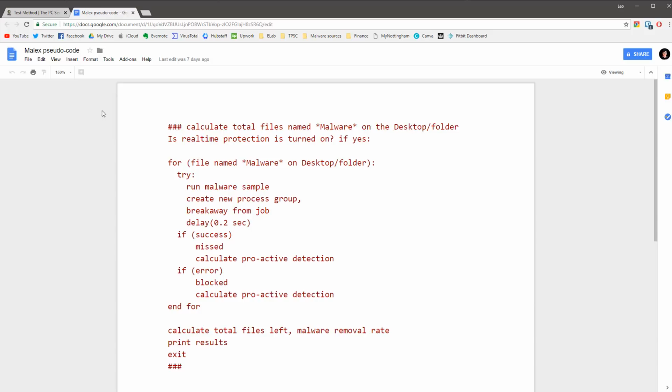Then we end the for loop, and then we do some calculations. Of course, there are a lot of calculations in each step. We calculate the proactive detection, but I mean, that's boring stuff. You don't want to know that.